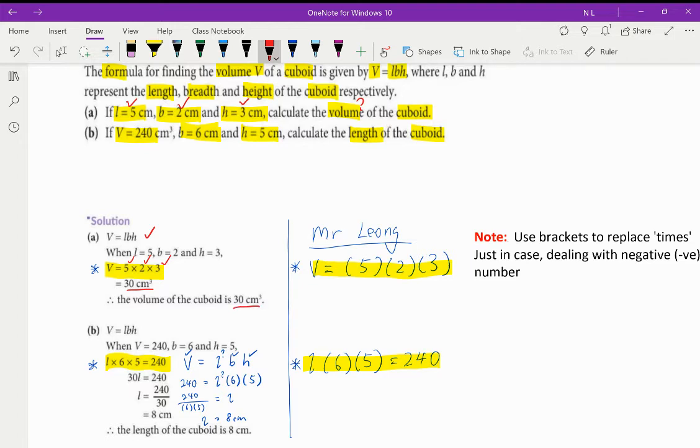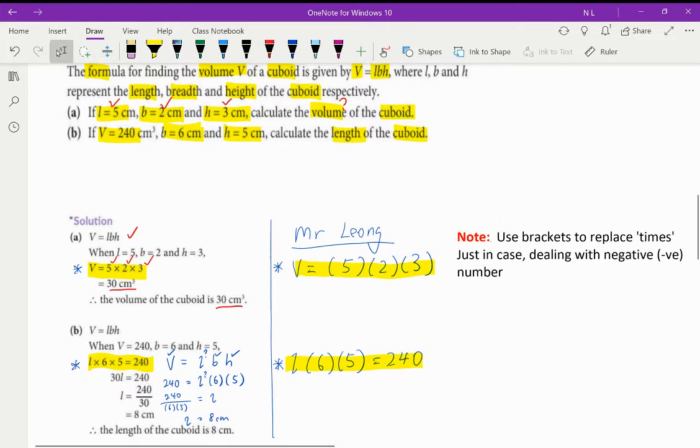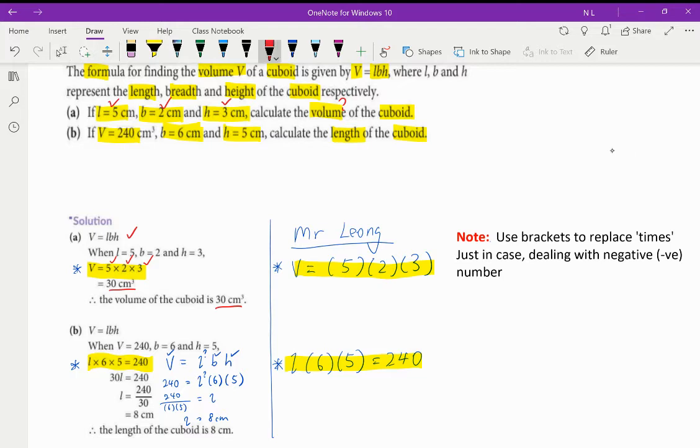So this is just level 1. For me, I normally try to write the times in terms of brackets. Why? Just in the event that I'm dealing with negative numbers, I wouldn't confuse myself with -5 times -2 times -3. When you see so many operators together, you might get confused. So I would like to use brackets in place of times.